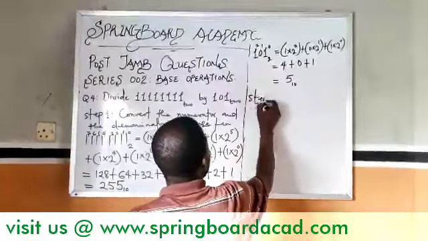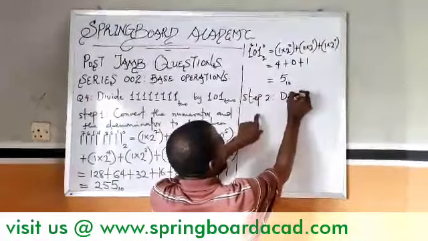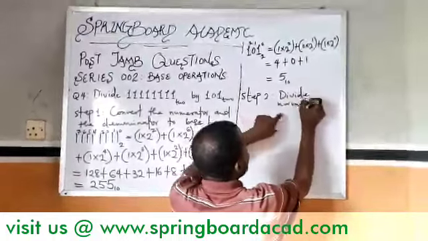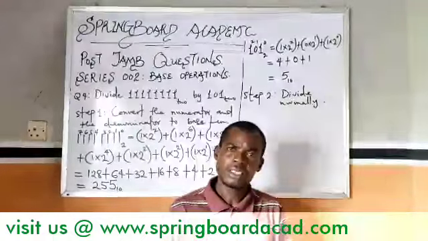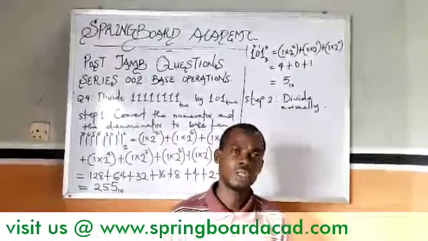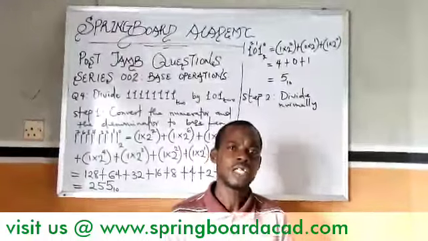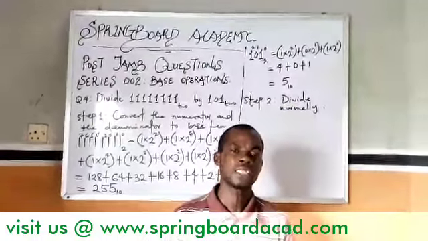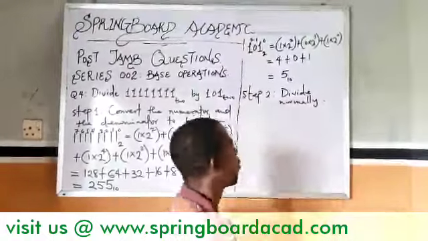Let's see. After converting to base 10, step 2, you now have to divide normally. You carry out a process of normal division. What do I mean by that? 10 all over 2 will give you 5. That's a normal division. 20 divided by 4 will give you 5. That's a normal division. Take note, in mathematical sciences, every normal arithmetic, like the process of buying and selling, is being done in base 10.